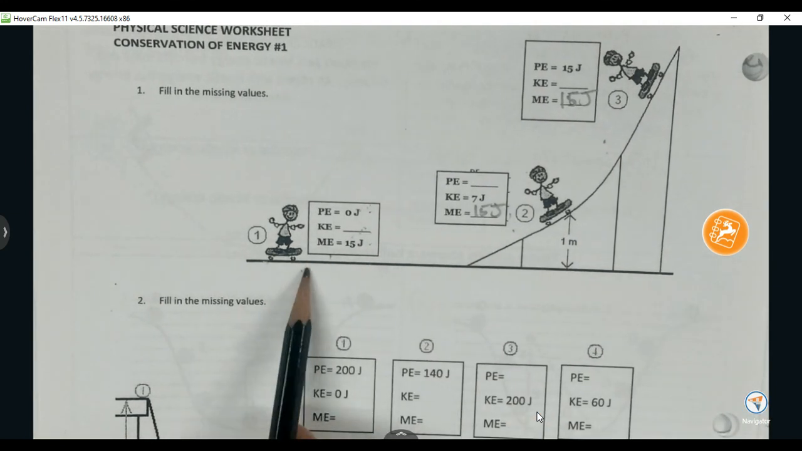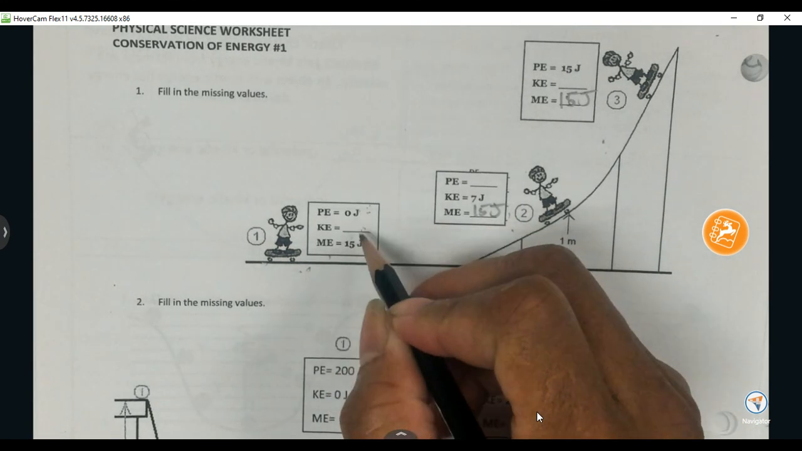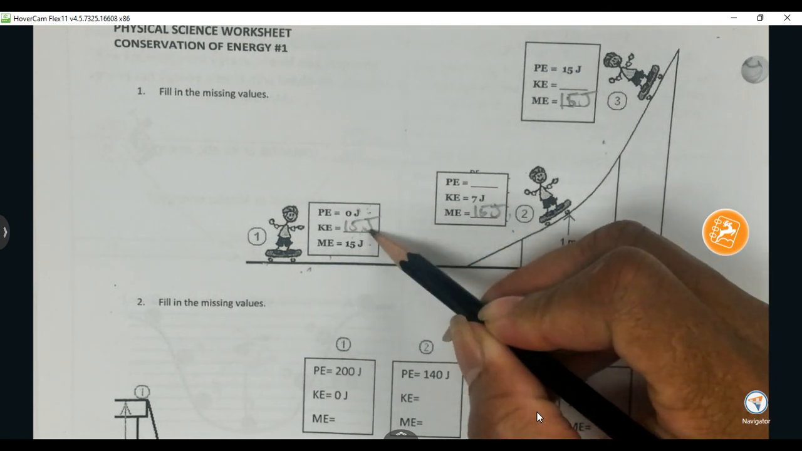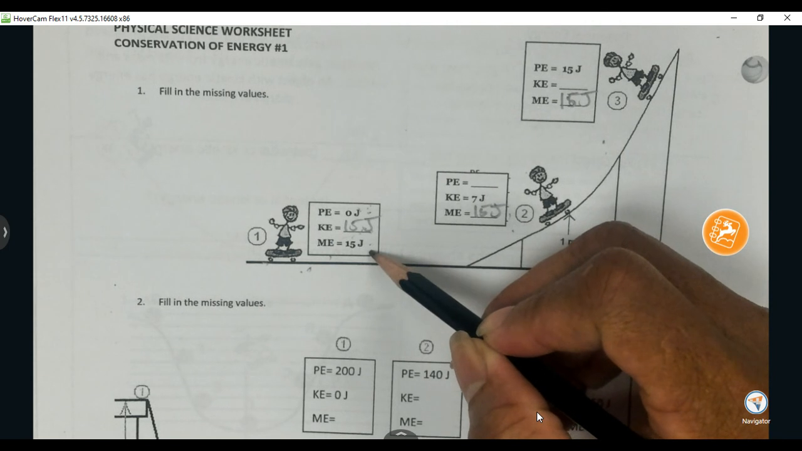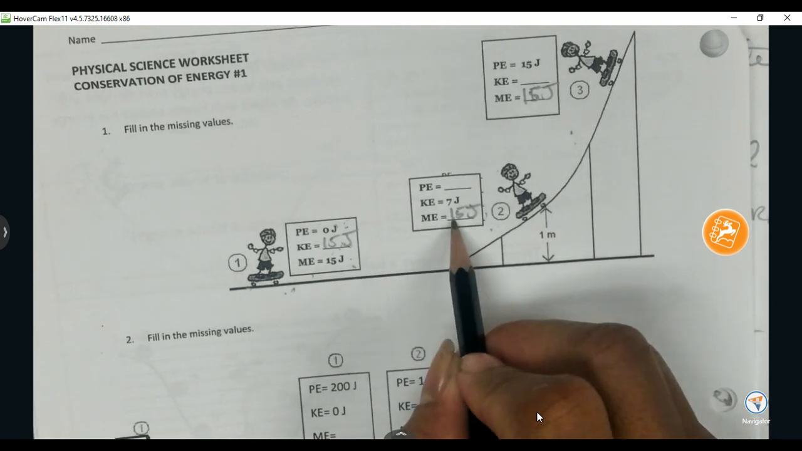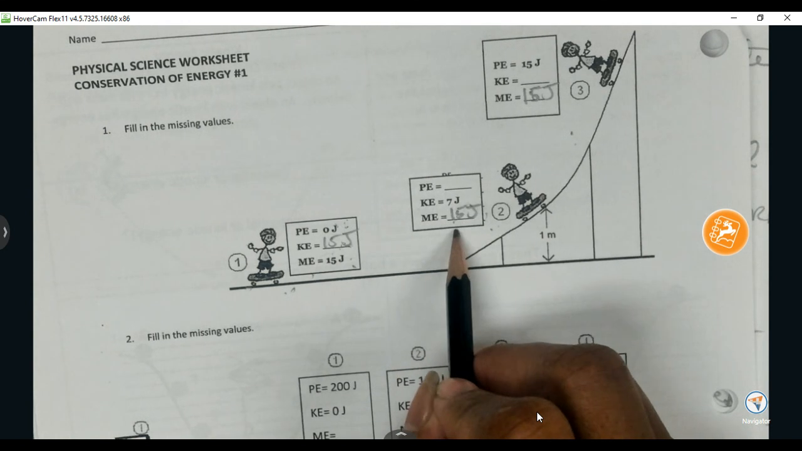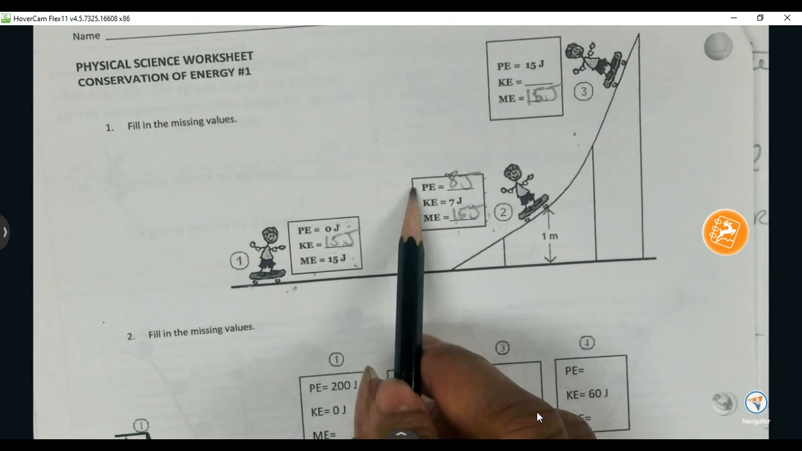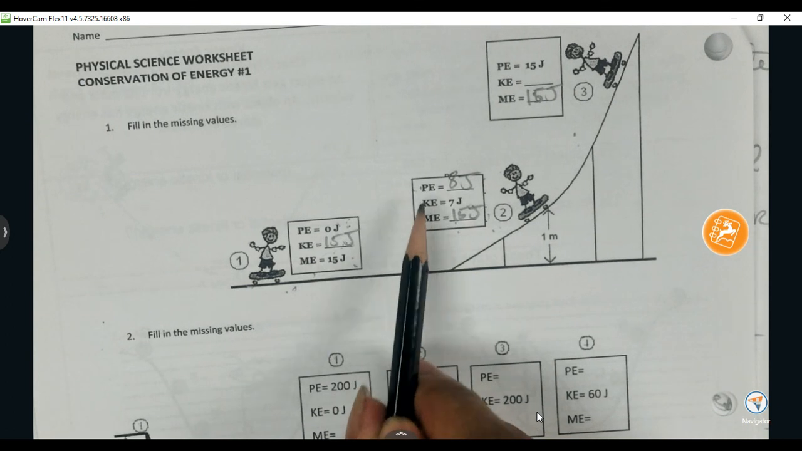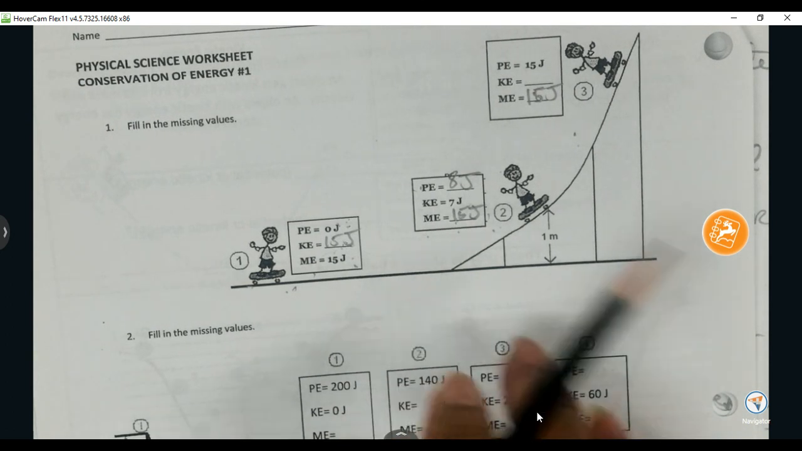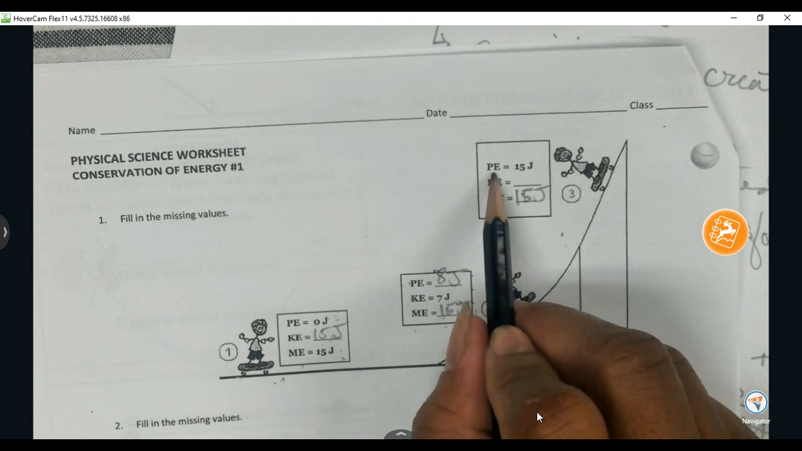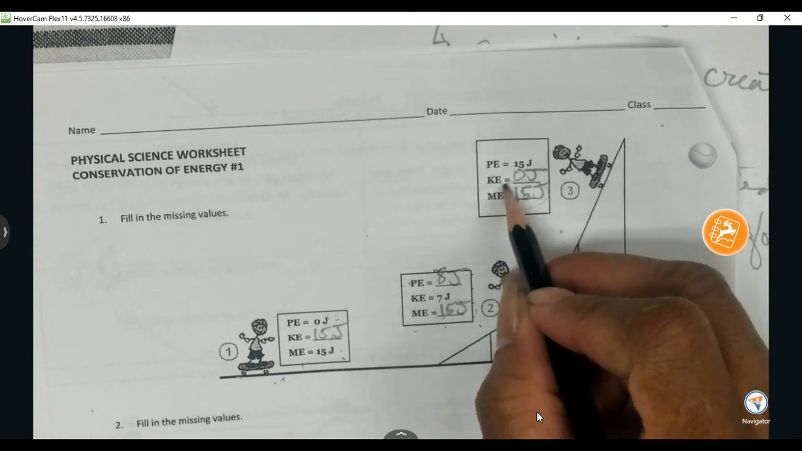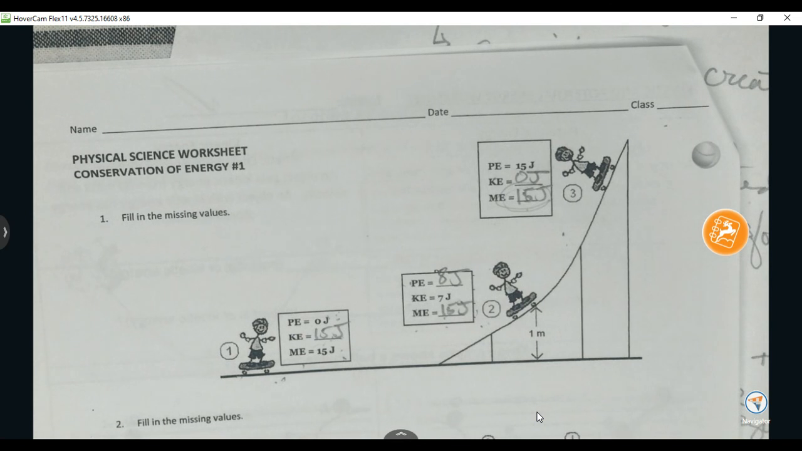So at position 1, where he's closest to the ground, he has no potential energy, which means all of this has to be kinetic, because potential plus kinetic gives us mechanical. In position 2, 7 joules of the mechanical energy is kinetic, which means the other 8 has to be potential, because potential plus kinetic equals mechanical. And then finally in position 3, where the potential energy is 15 joules, then none of it must be kinetic, because we can only ultimately have 15 joules of mechanical energy.